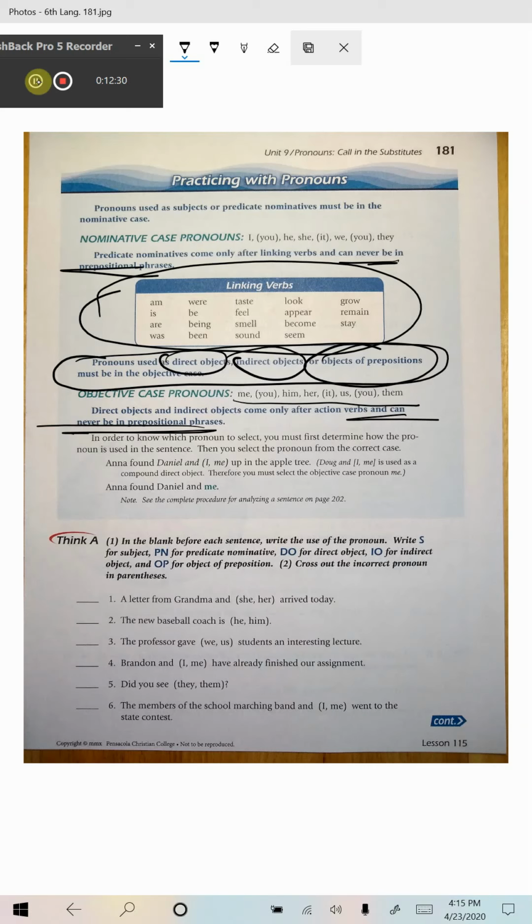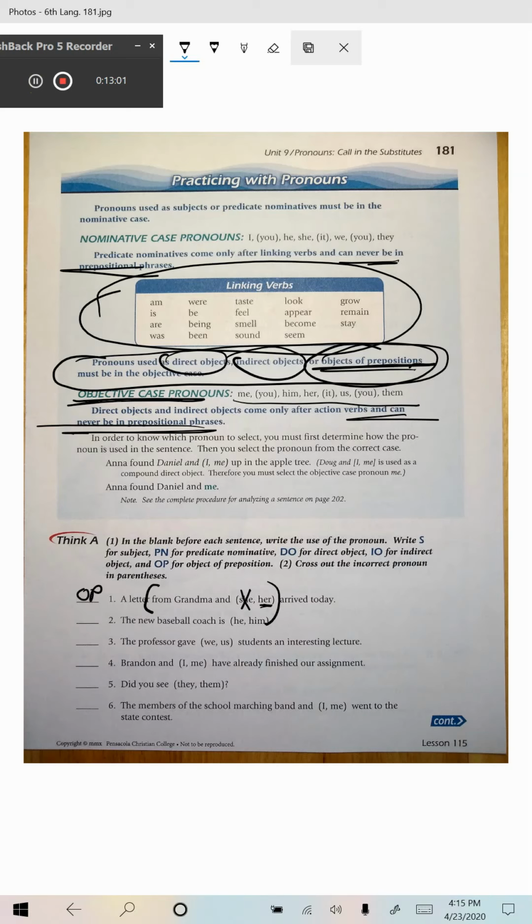All right, so a letter from Grandma and she or her arrived today. Put parentheses around this, and what is this? It's a prepositional phrase. Okay, prepositional phrases have an object and use objective case. Me, you, him, her, it, us, you, them, her. From Grandma and her. So I guess we have to cross out the one we don't use. And this is an object of a preposition.